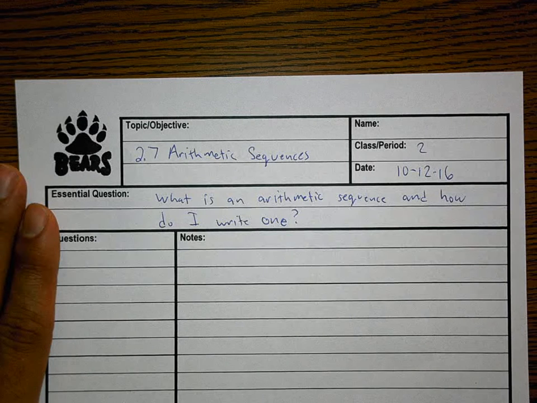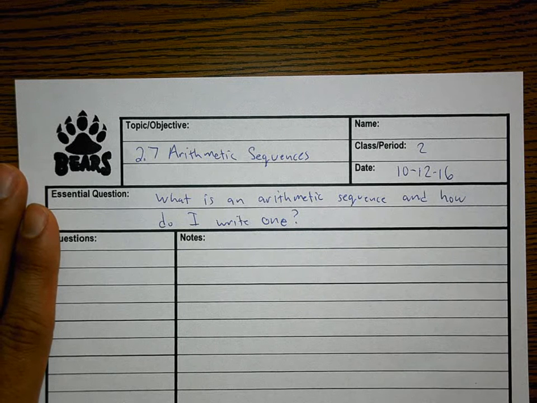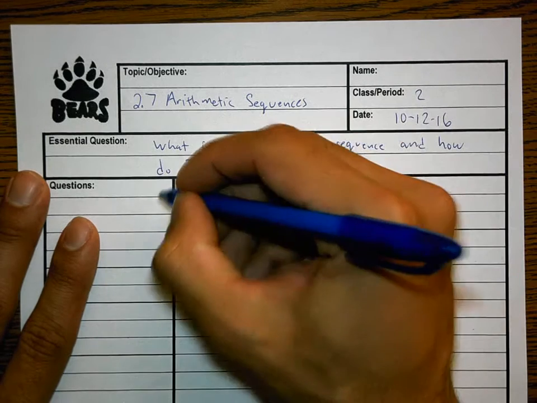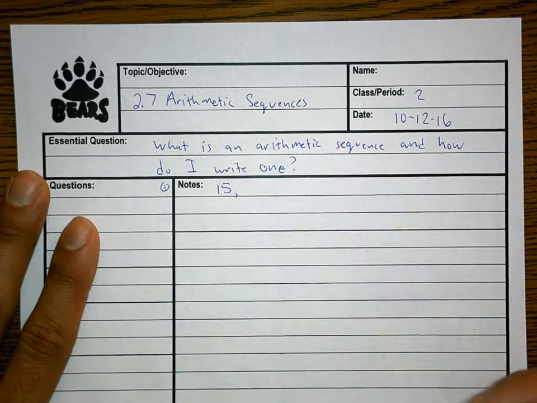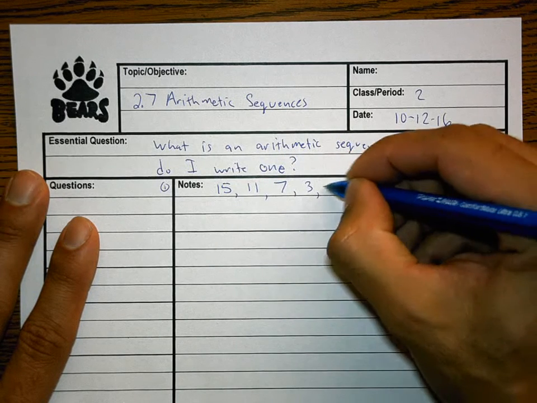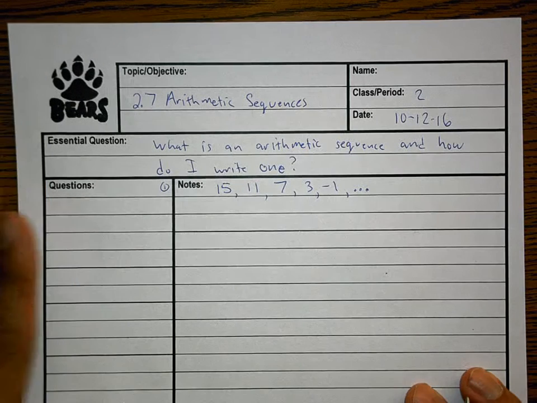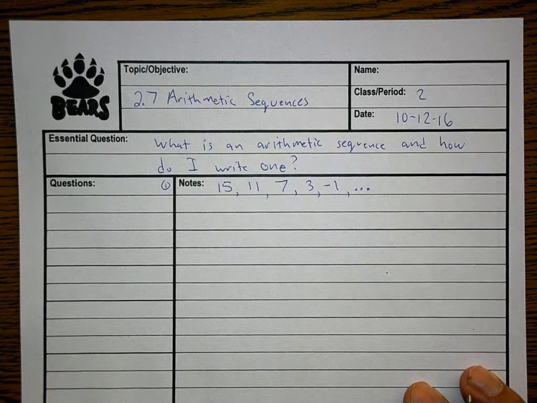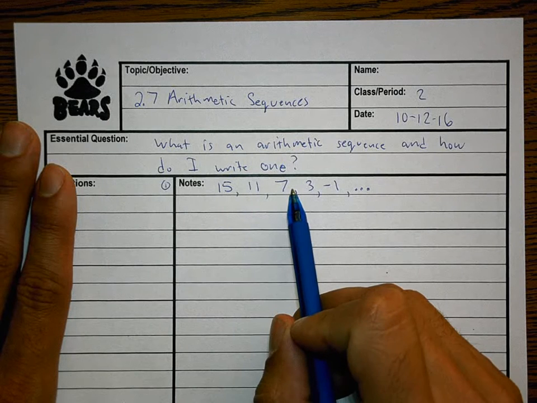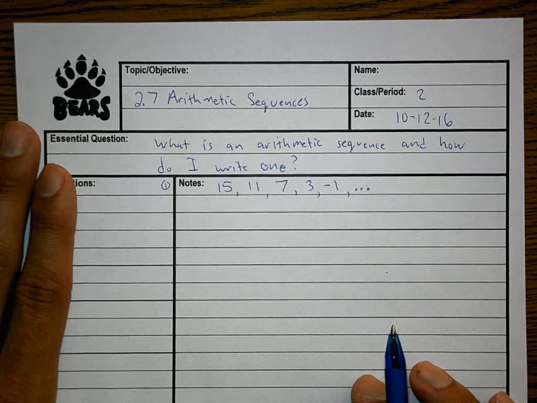Our notes are on 2.7, arithmetic sequences. So the first thing I want to write down is an example of what an arithmetic sequence looks like. Feel free to write this example if it looks very similar to number 1. 15, 11, 7, 3, -1, ... These are ellipses. It means the pattern continues, in case you wondered.